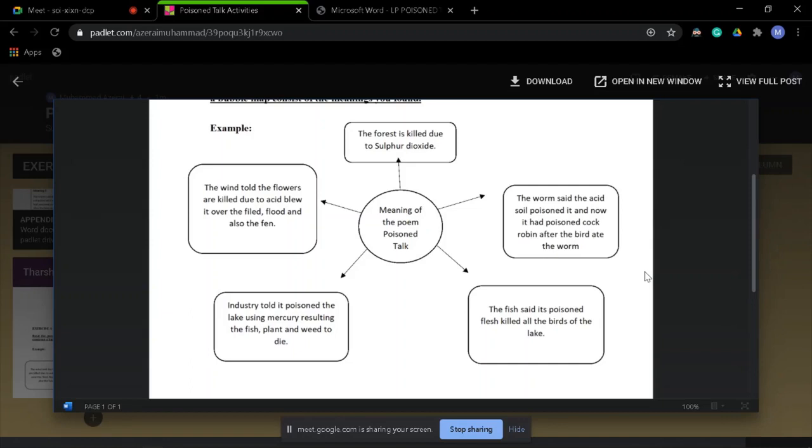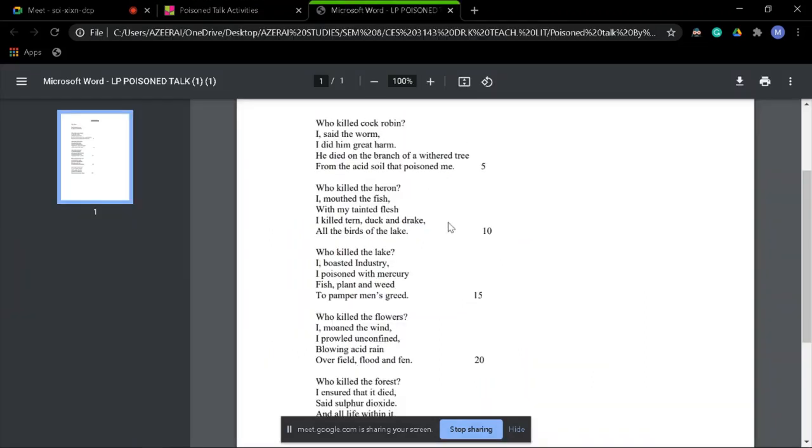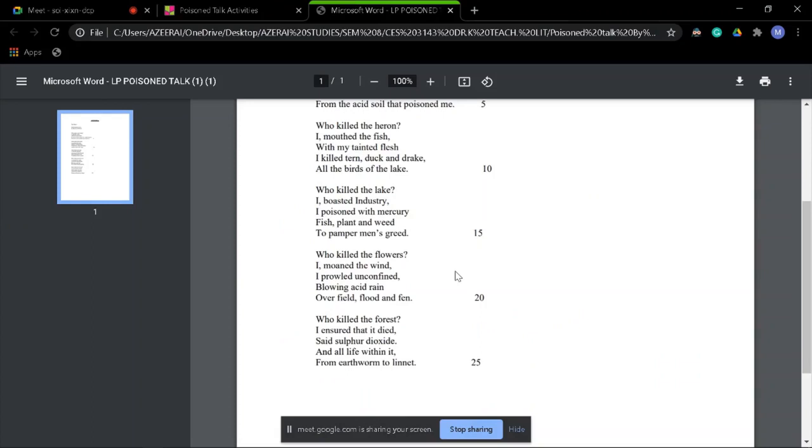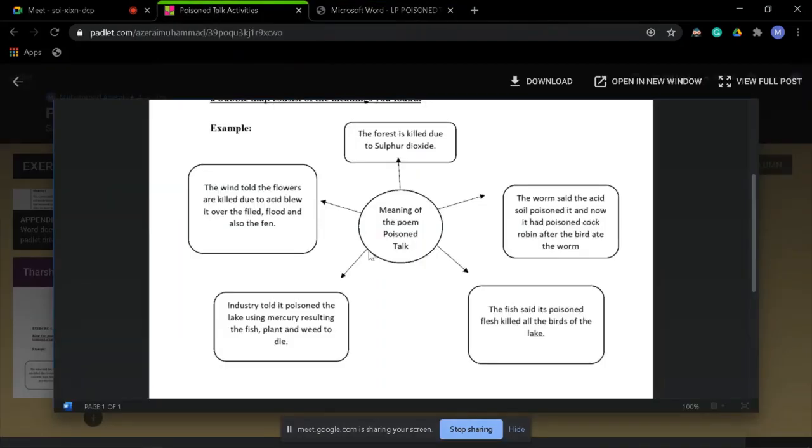We chose this one because it's in the poem itself. In the fourth stanza, he said, who killed the flowers I mourn, the wind I brought on confined long estate over field, flood and fan. So we understood from that that the wind itself told the flowers they are killed, and it actually affected the field, flood, and the fan.